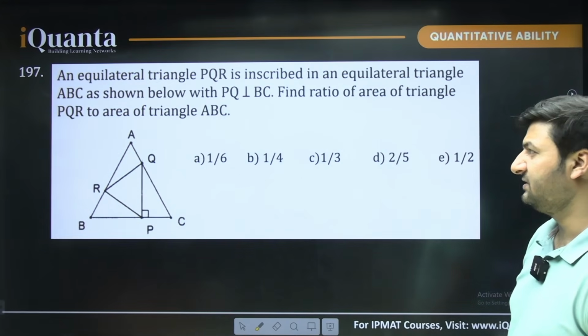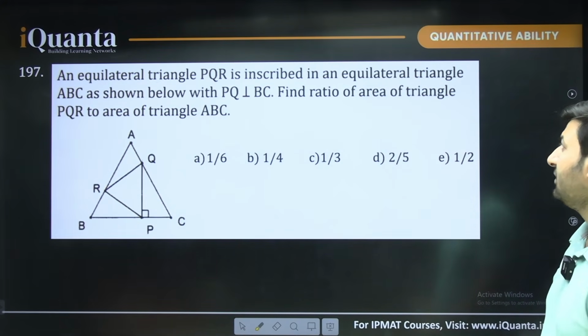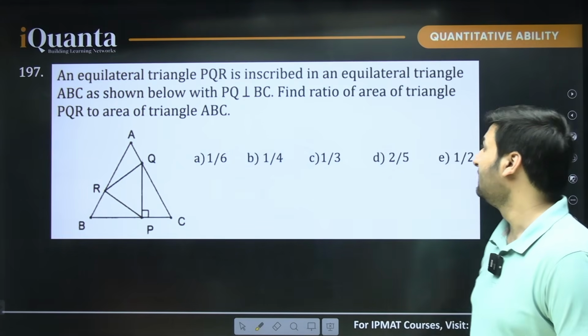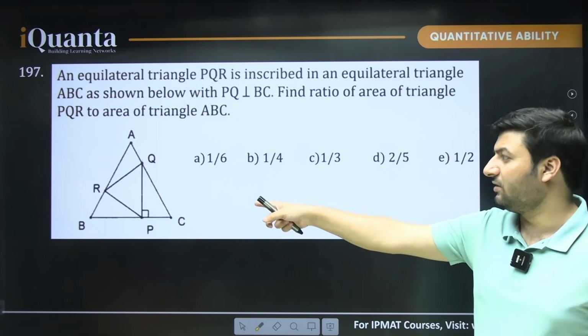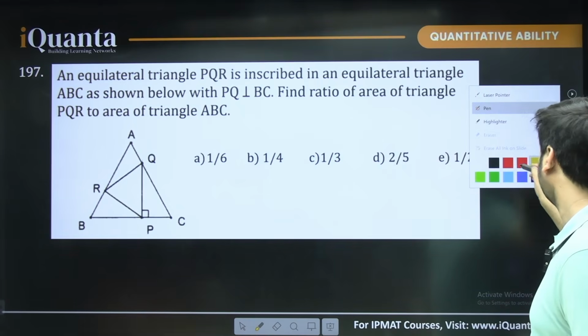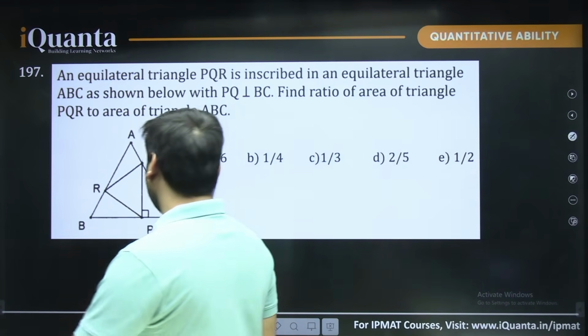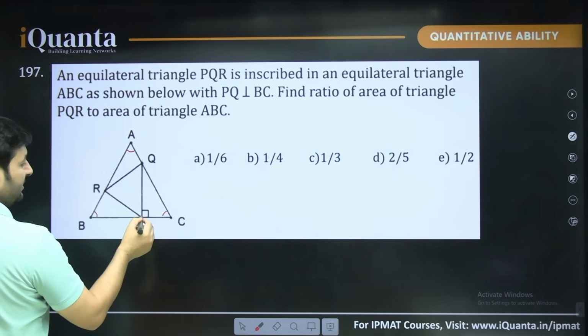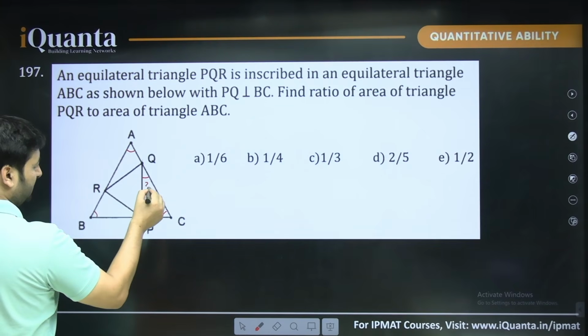The next question is: an equilateral triangle PQR is inscribed in an equilateral triangle ABC shown as below, with PQ perpendicular to BC. Find the ratio of area of triangle PQR to area of triangle ABC. Fine. So this is an equilateral triangle. This is going to be 60 degree. This is 60 degree. This is 30, 60 degree. This is 90. So this will be 30.